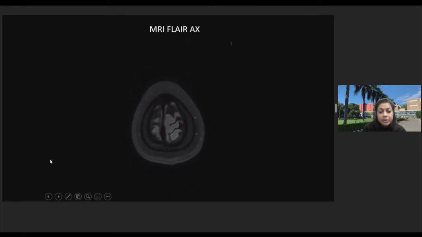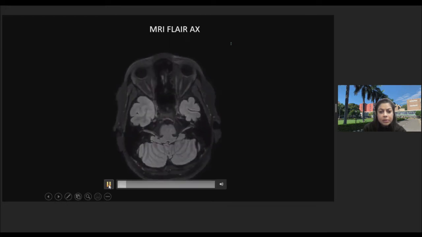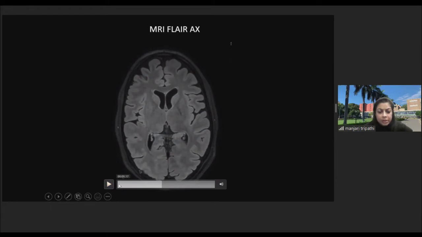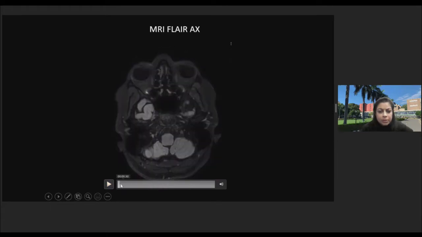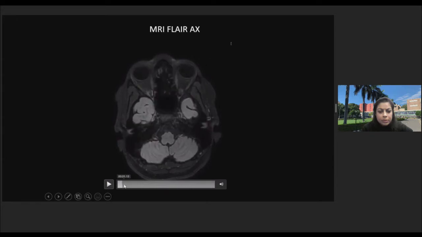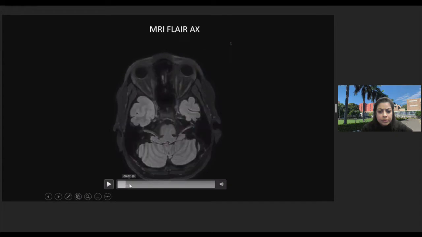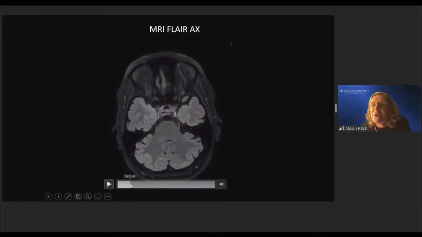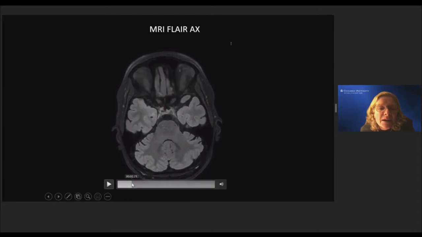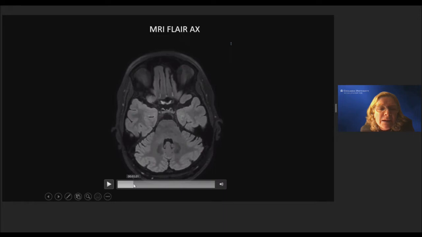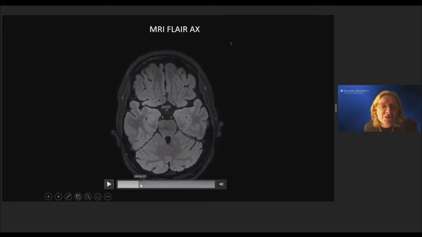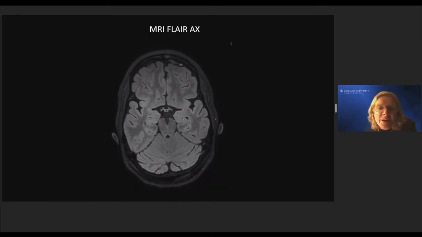Should I repeat it? Yes. I can do the temporal lobe slowly. What we're looking for here is any subtle findings, any gyral thickening, blurring of the gray-white junction. As you go through, the gray-white junction is well delineated. So I'm not seeing any clear findings.